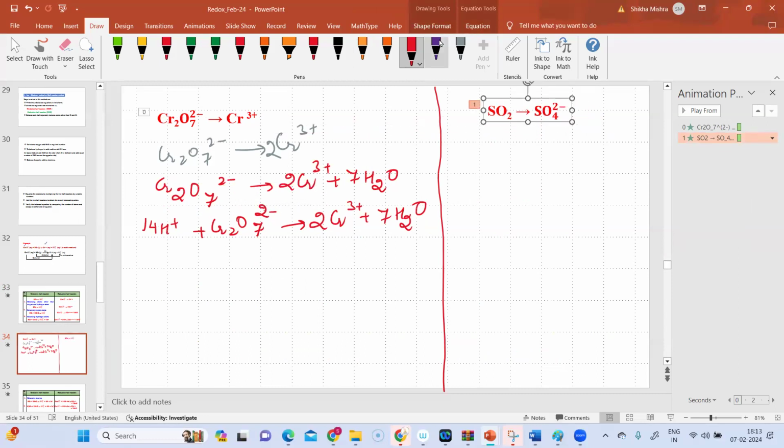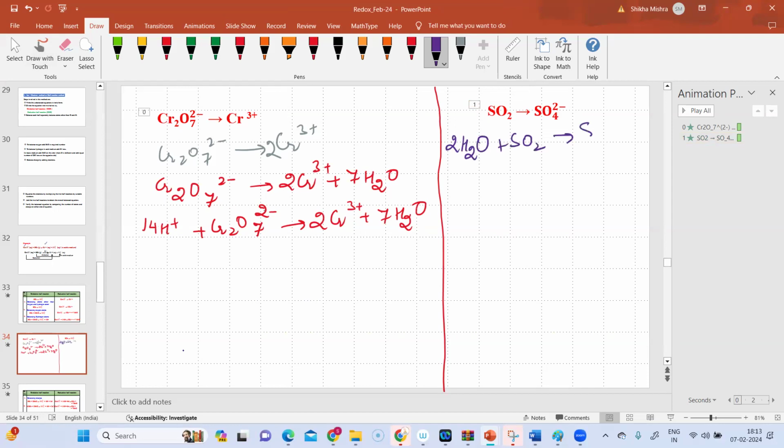If we go by the rule book again, the first step is to balance all atoms except oxygen and hydrogen. We can see sulfur is the other atom, which is already balanced. Now we have to balance oxygen, right? One side has 2 oxygens, another has 4 oxygens. So we'll be adding twice H+... rather, sorry, 2 water. 2 water plus SO2, what will it give? It will give us SO4 2-, right?